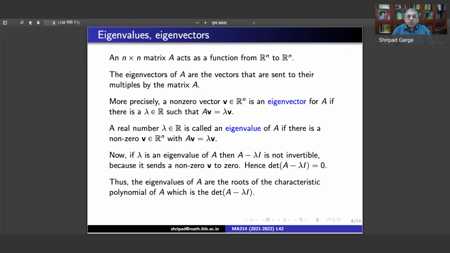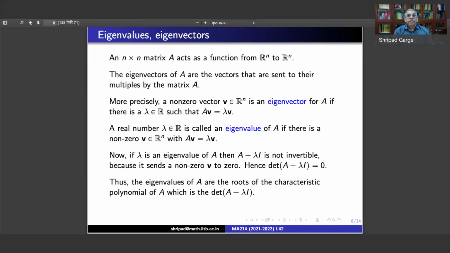Now this is what is called a characteristic polynomial of A. The characteristic polynomial of the matrix A is determinant of A minus lambda I. So the eigenvalues are roots of this characteristic polynomial. This is a way to compute eigenvalues. After computing these roots of the characteristic polynomial, you have to come back and find an eigenvector. If you get an eigenvector, then lambda becomes an eigenvalue.